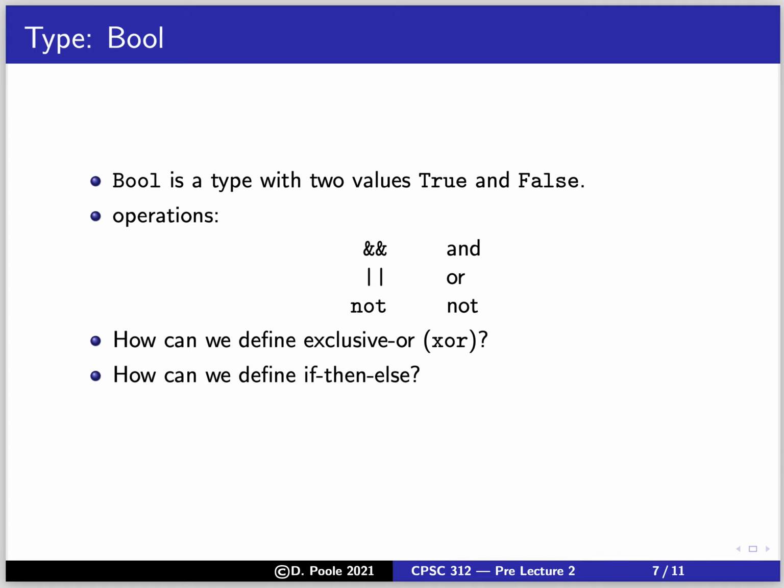Turns out you can also define if then else. So think about how you might define if then else in Haskell with only knowing what you already know. You can define if then else. And think about what happens if you try to define if then else just within Java. Just think about what happens.